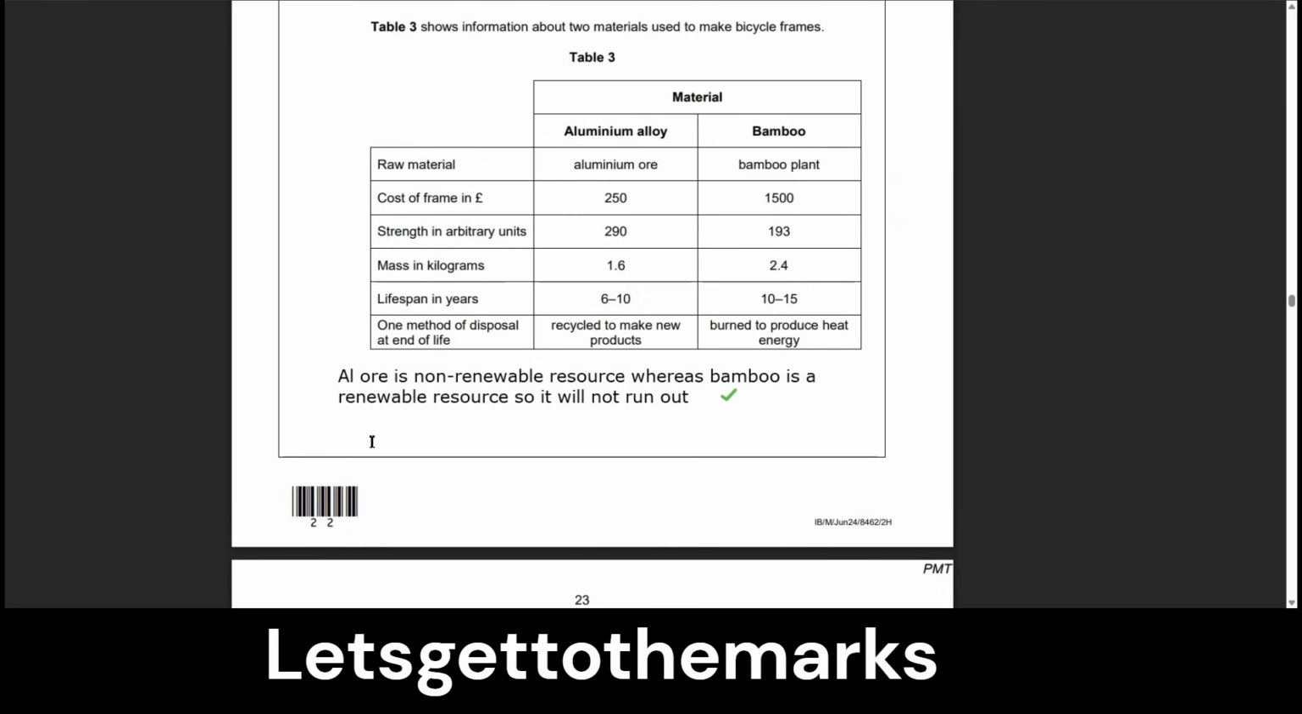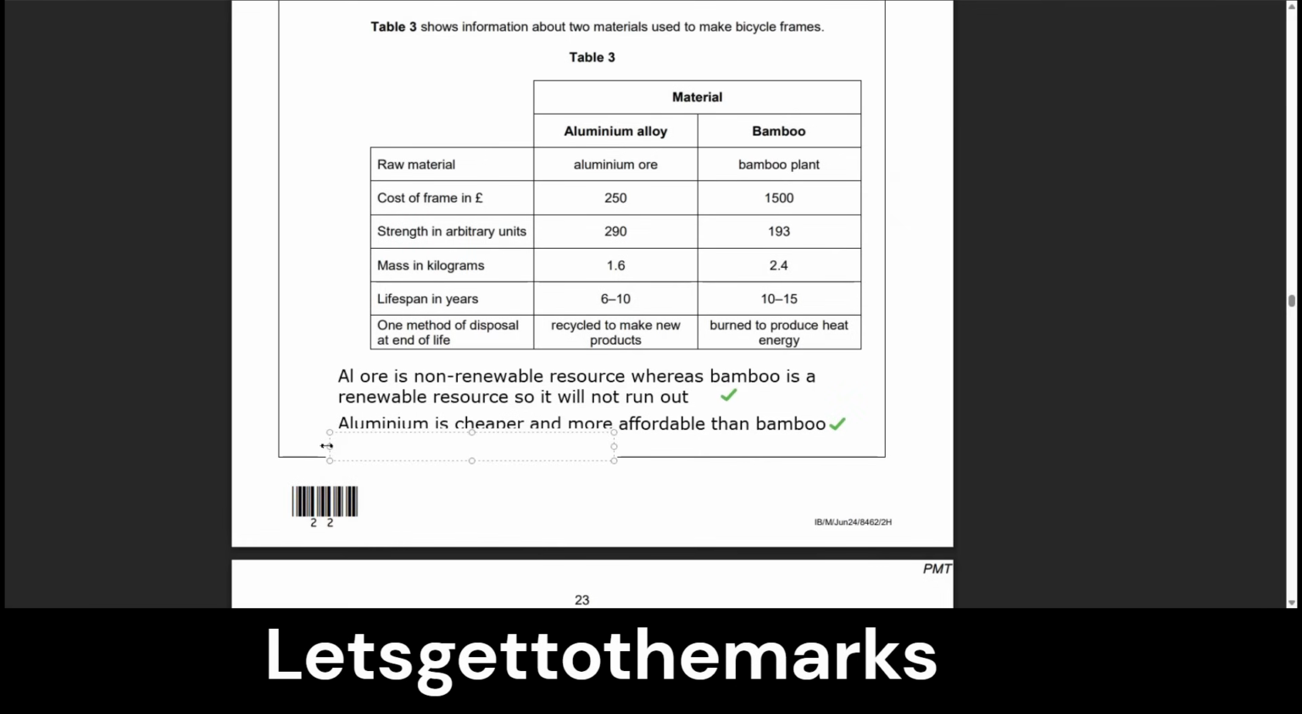Now we're going to say the cost. Aluminium is cheaper and more affordable than bamboo. Why is that better? That means that poorer people or people with less money can have a bike, essentially. So that's a good thing, because you don't want just rich people riding around on bikes. £1,500 for a bike frame.